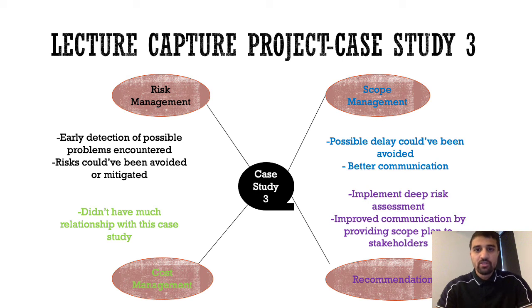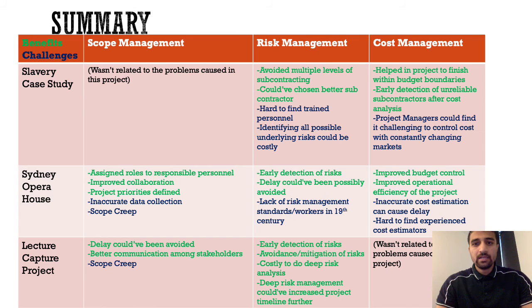Scenarios where rooms were in use or the rooms were locked and the devices were not responding correctly could have all been registered early, and different ways to either mitigate or avoid those risks could have been used. Lastly, with the scope management, improved communication would have allowed the security guards to know about the whole project that's going on, which would have saved time. Recommendations would be to implement deep risk assessment as well as improve communication by having a proper scope plan prepared.